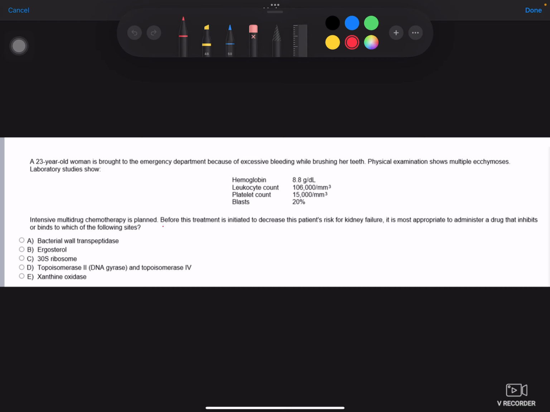Intensive multi-drug chemo is planned. Before this treatment is initiated to decrease the patient's risk for kidney failure, it is most appropriate to administer the drug which inhibits or binds which of the following sites. So emergency department, excessive bleeding, and she is maybe AML or something like that. She's a young patient.